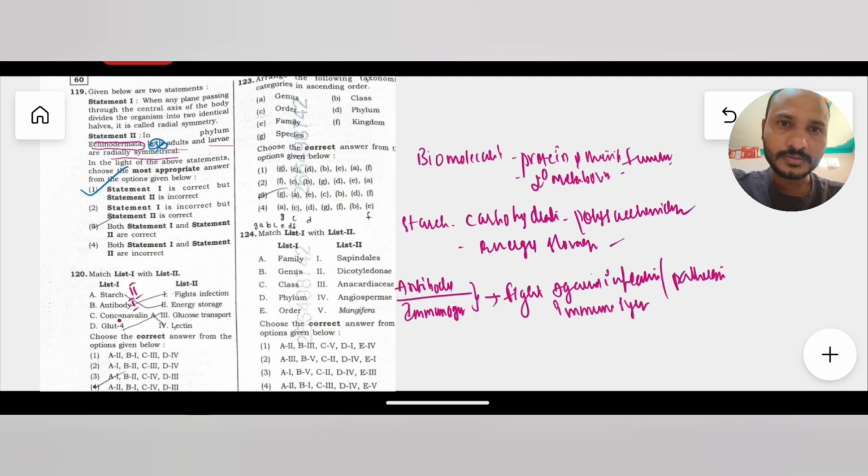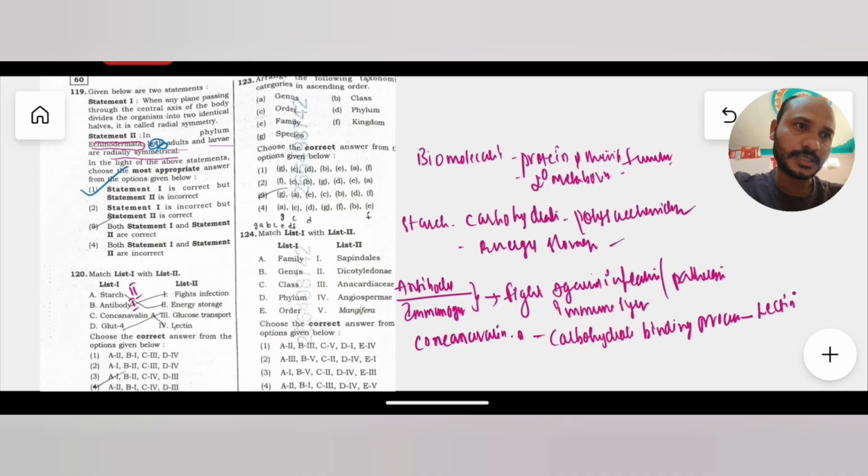Now coming to concanavalin. Concanavalin A is a carbohydrate-binding protein, specifically a lectin. This concanavalin is extracted from the jack bean, whose scientific name is Canavalia ensiformis, from which we can extract concanavalin A.